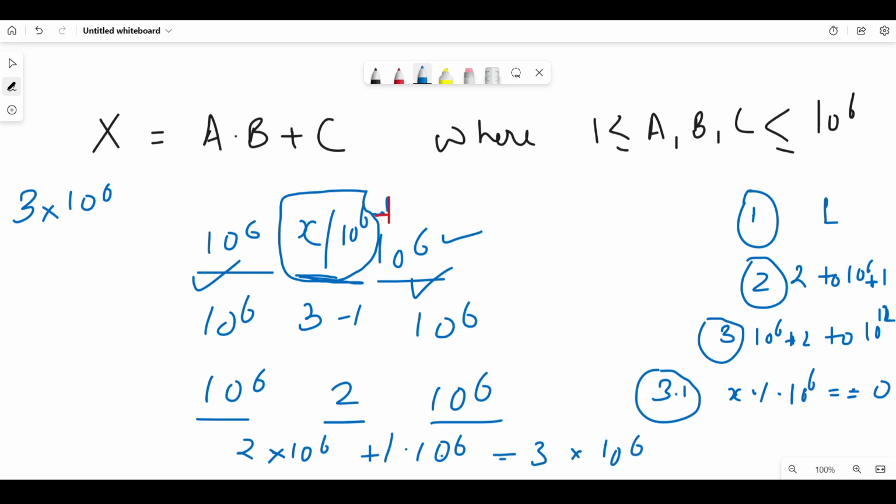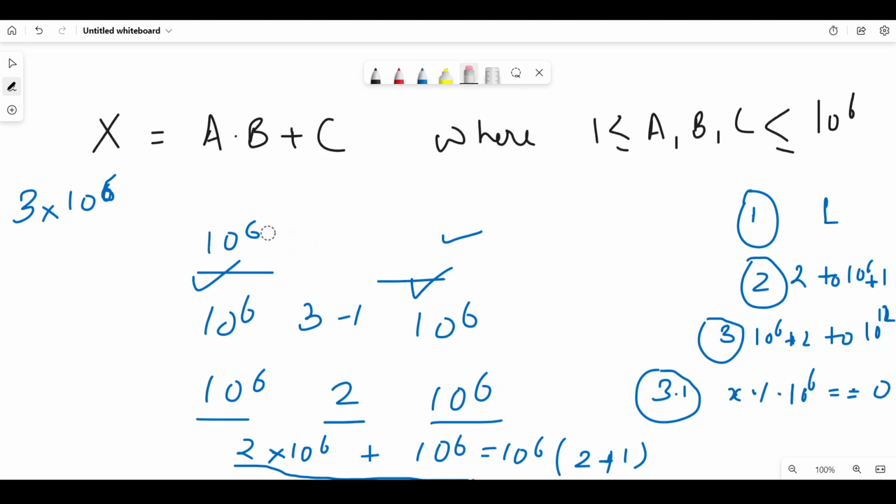I can take 10 to the power 6 common here. I can do it in another way. Let me erase this, it may be confusing. Taking 10 to the power 6 common and solving this equation, it will remain 2 plus 1. So it will be equal to 3 into 10 to the power 6. Yes, it is the x that we have taken previously. It is the same x. So this will work when our x is divisible by 10 to the power 6.